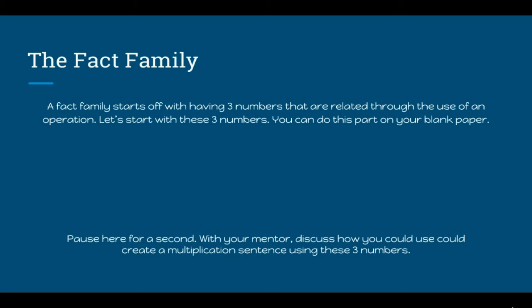A fact family starts off with having 3 numbers that are related through the use of an operation. Let's start with these 3 numbers. You can do this part on your blank paper. 3, 4, and 12. Pause here for a second. With your mentor, discuss how you could create a multiplication sentence using 3 numbers, specifically the numbers up here.